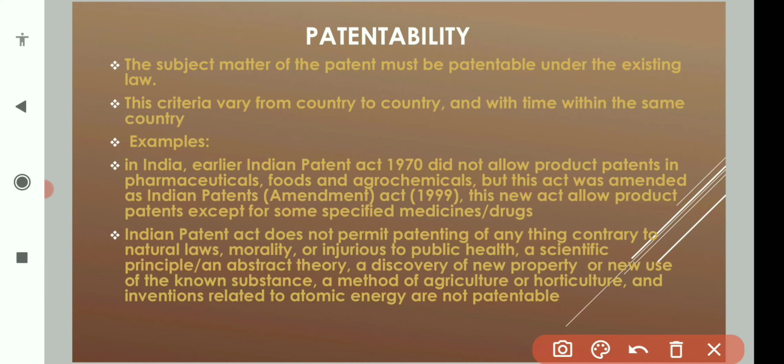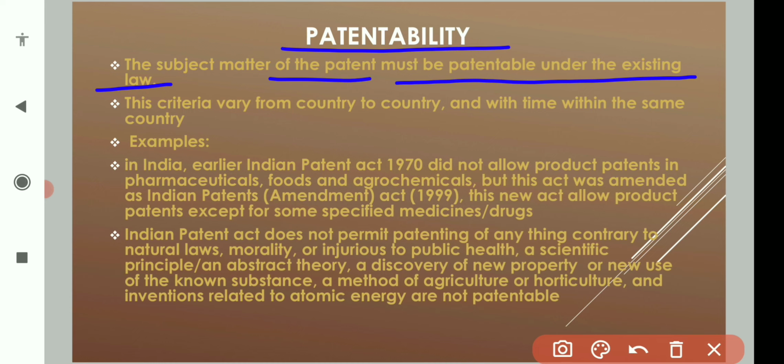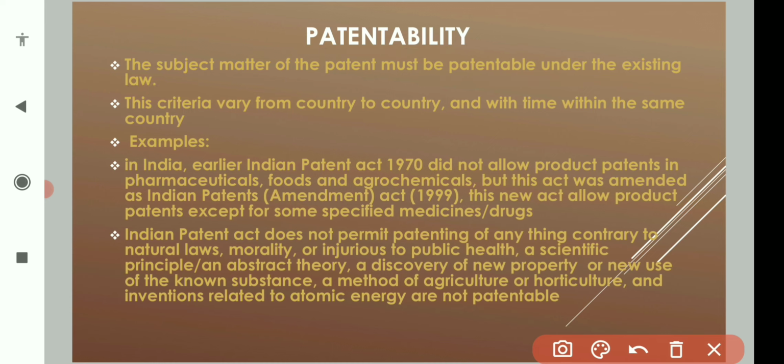The fourth requirement is patentability. Patentability means that the patent which you are applying for must be patentable under the existing laws. There are rules and regulations, like the Indian Patent Act 1970. Under these acts it should be patentable, meaning the thing you have invented should not be against the law. And this criteria varies from country to country and with time within the same country.